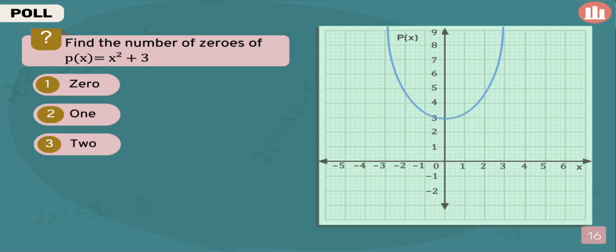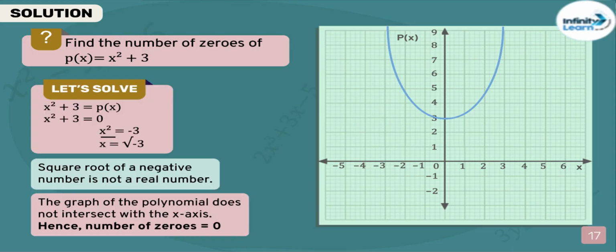Now find the number of zeros. What is the answer? Tell me the answer. How many zeros are there? Write fast. Very good. Zero. Very good, because it is not touching the x-axis. How? x square plus 3 is equal to 0. The value of x is minus root 3, which is not a real number. And by seeing the graph, I can say that the graph is not touching the x-axis.